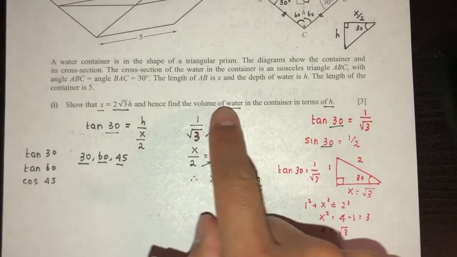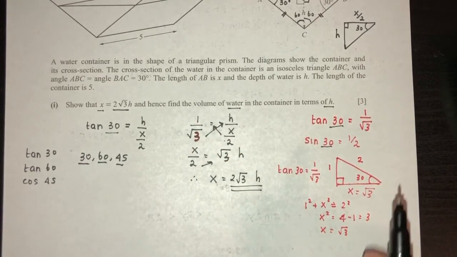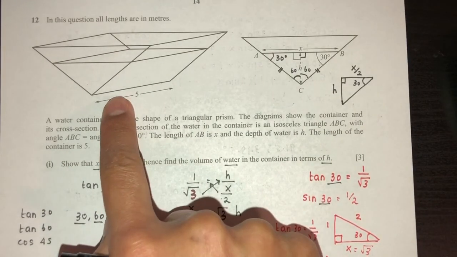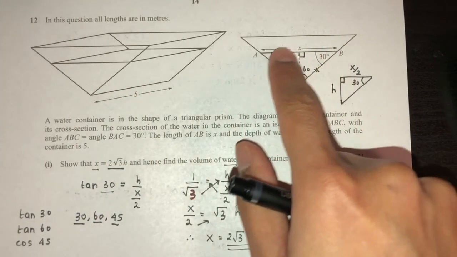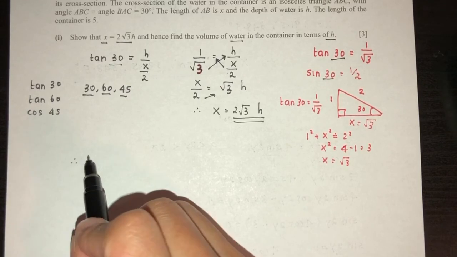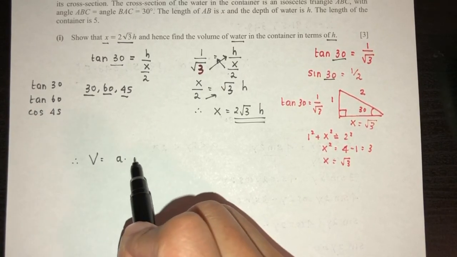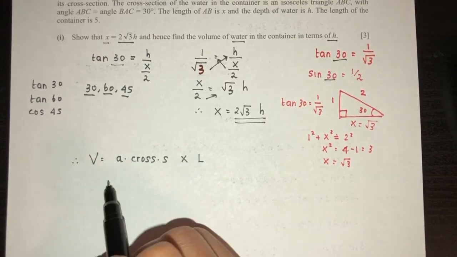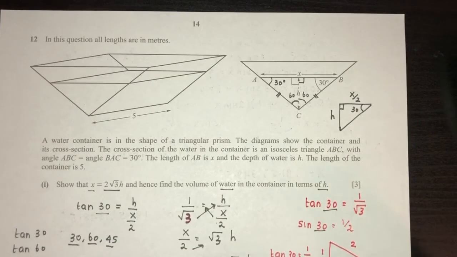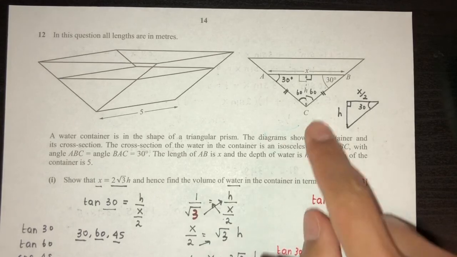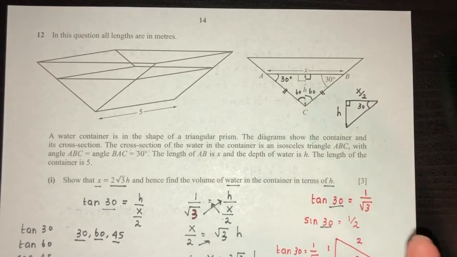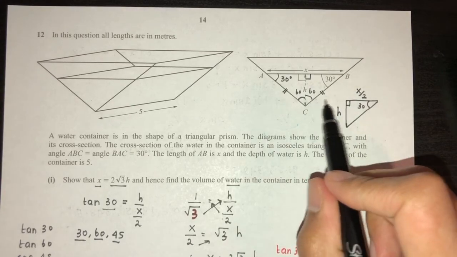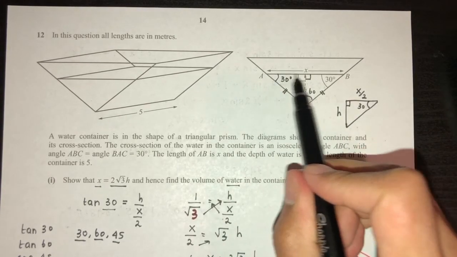Now we have to find the volume of the water. So how do you find the volume of water here? You have to find the area of the cross section times the length. Volume is equal to area of cross section times the length. The cross section area can be found by using your formula if you want to. It is up to you. You can try using a formula or you can just use this triangle.